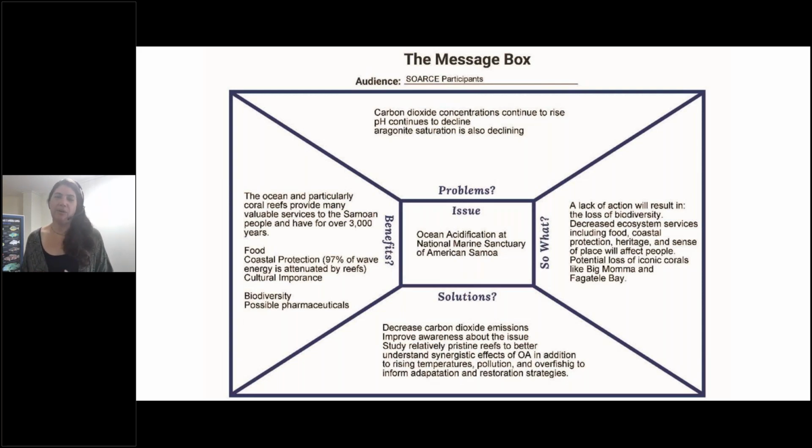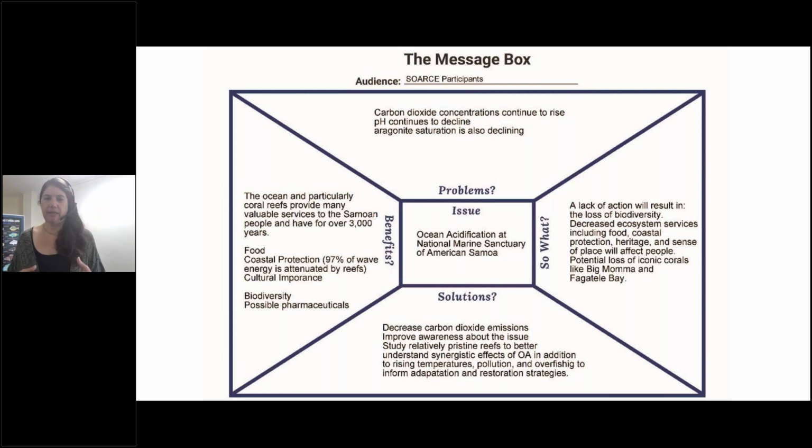You'll note I also have biodiversity and possible pharmaceuticals on this list, but I decided to leave them out of the story because it was a little bit off topic and not something that we're working on. Still a good thing to keep in your message box if you think that you might get questions about it.